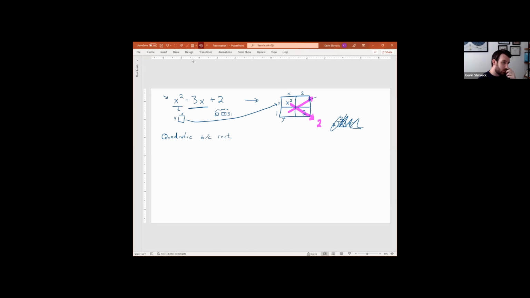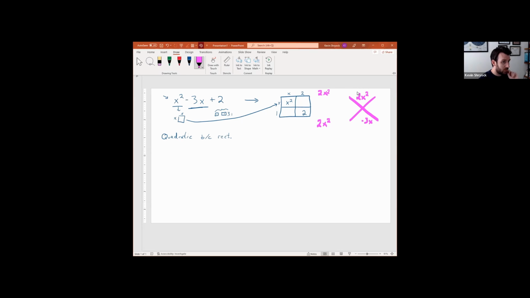2x squared. So behind the scenes of the rectangle, whatever these mystery numbers are, have to multiply to 2x squared. So I'm looking for 2 mystery numbers that multiply to 2x squared and that use up my full -3x. What are those numbers? x and 2x?